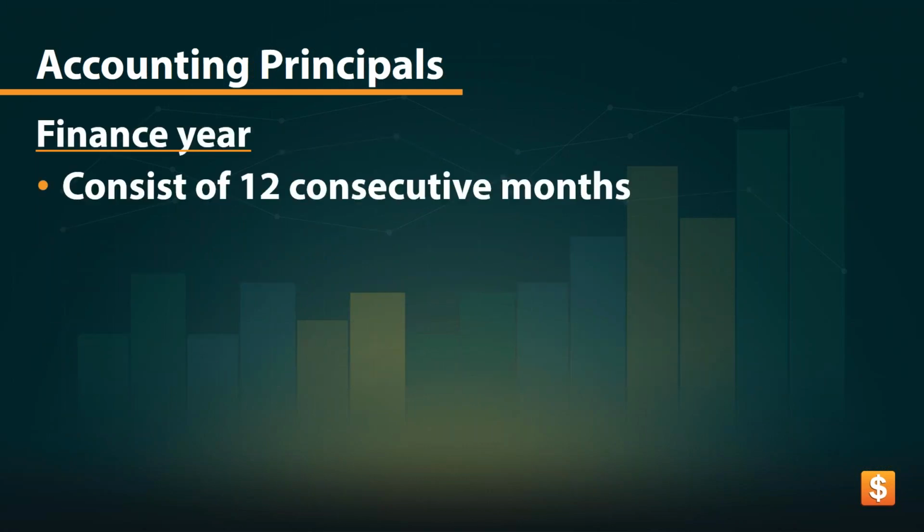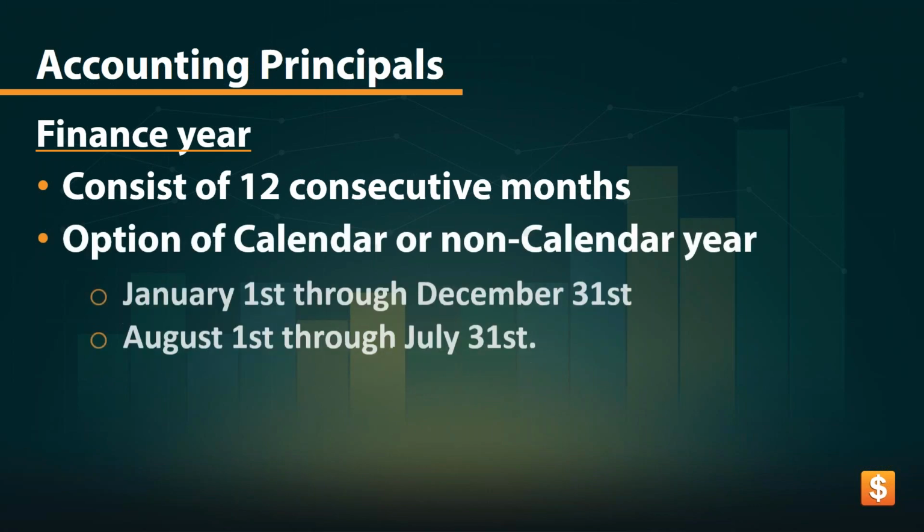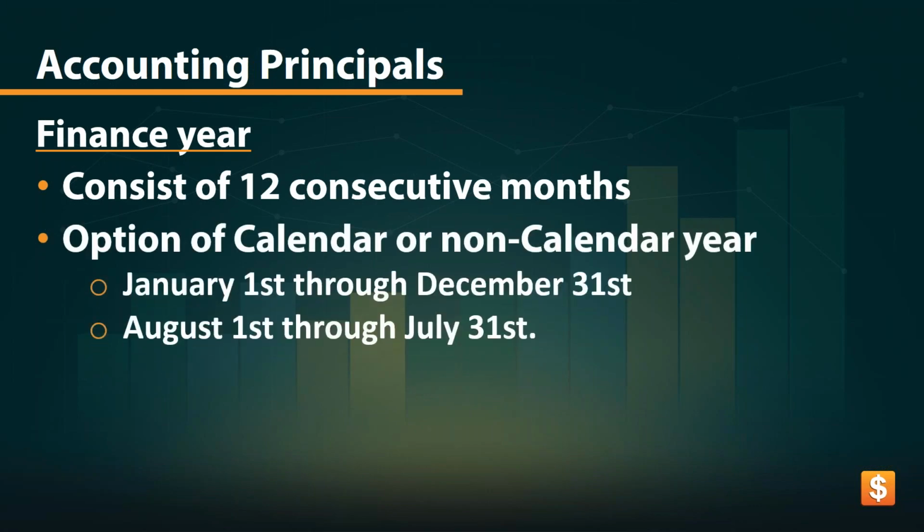When you're working with Church360 Ledger, it works on a finance year, or you could say fiscal year. These years consist of 12 consecutive months. So you have the option of calendar or non-calendar.